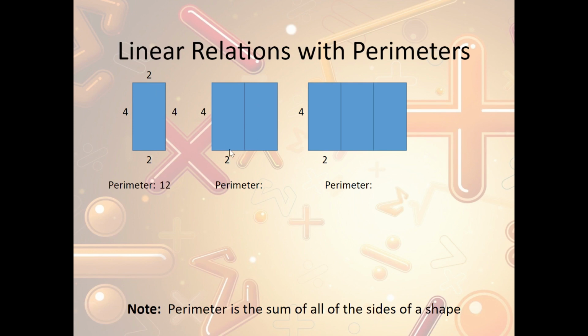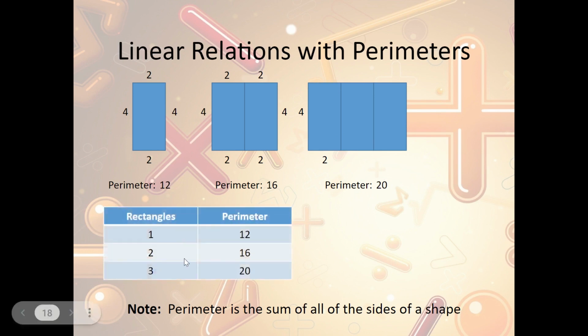Now we do it for this one. This is 2 and this is 4. So that means this side also has to be 4. And each of these sides has to be 2. So that's 2, 2, and 2. So if we add all these up, this is 4 plus 4 is 8, plus 4 is 12, plus 4 again is 16. And then again, we add these up. This is 4 and 4, and then 2, 2, 2, and 2, 2, 2. And we get 20.